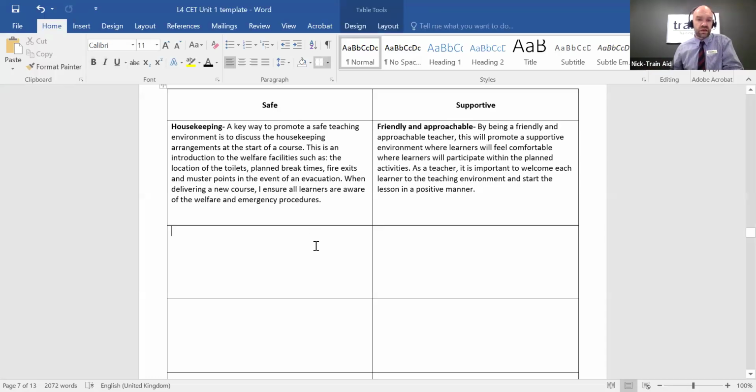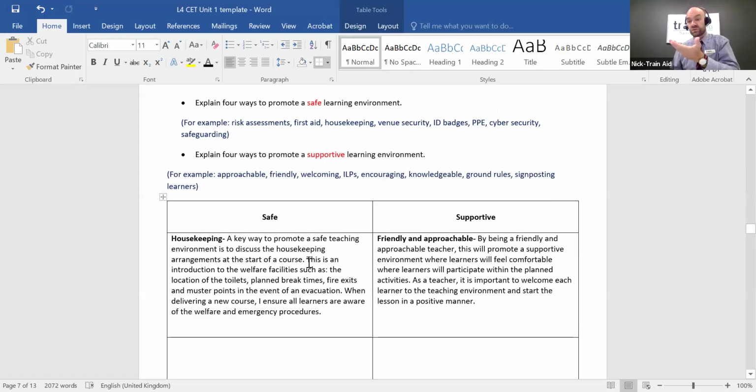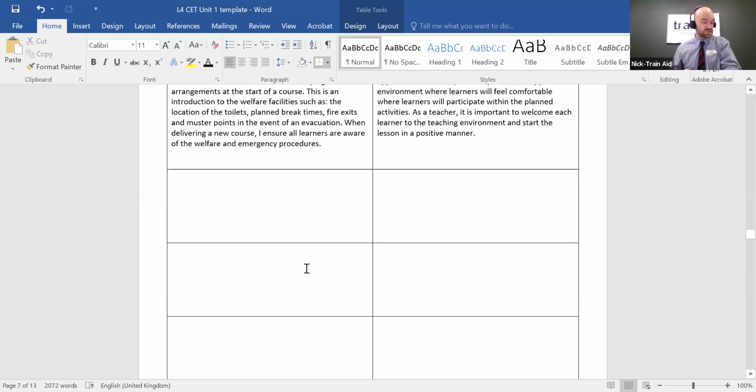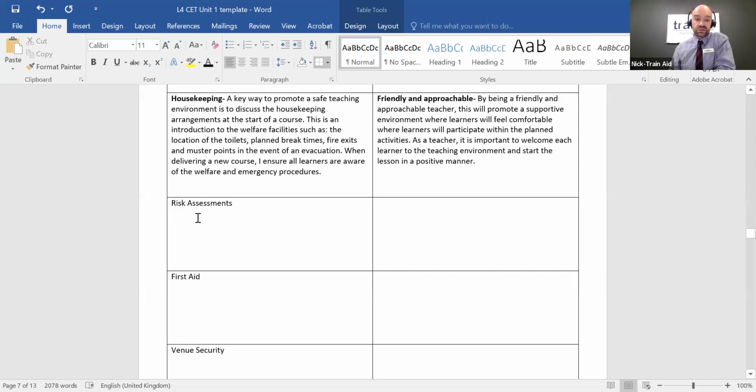So in terms of a safe environment, which other ones do I think are important? Well, they're all important in my eyes, but if I was to select 3 more, I'd go for risk assessments, which I'll explain in a moment, first aid, and finally, venue security as well. Perfect. So again, in terms of level of detail there, we're looking at a paragraph would be sufficient there.